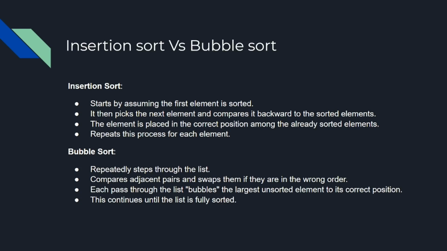So insertion sort assumes that the first element is sorted, then it picks up the next element and compares it backward to the sorted elements. Once the element is placed in the correct position, it repeats the process. Bubble sort is a repeated step process which compares the adjacent pairs and swaps them into their correct order if they are in the wrong order. Once it passes through the whole list, it continues the process until it's sorted.